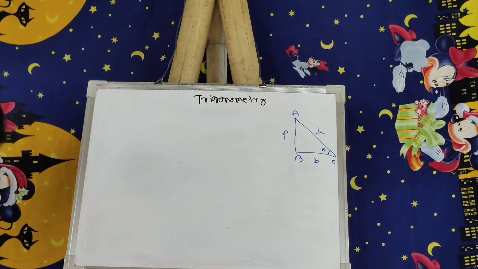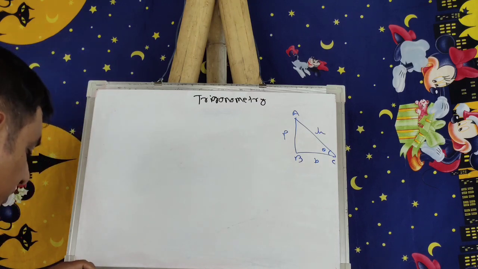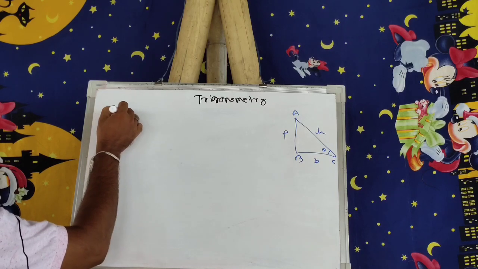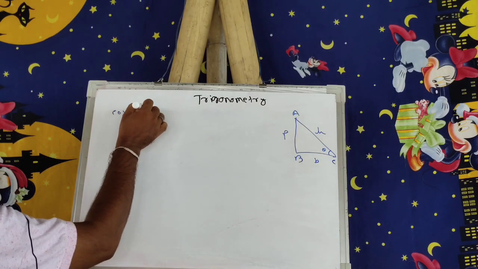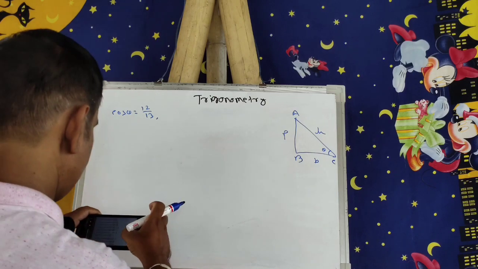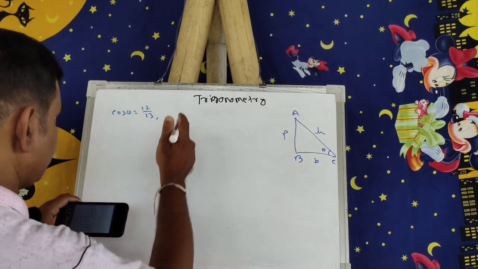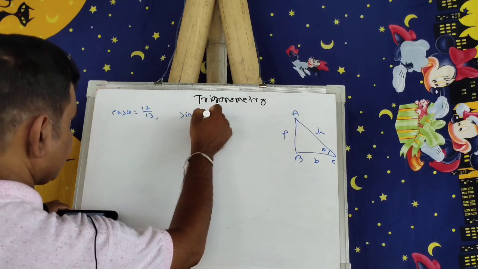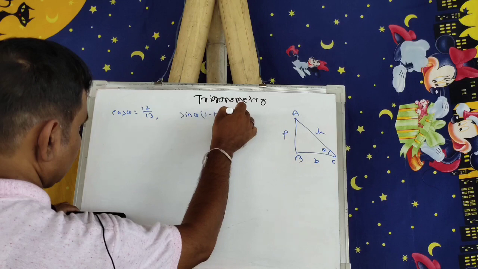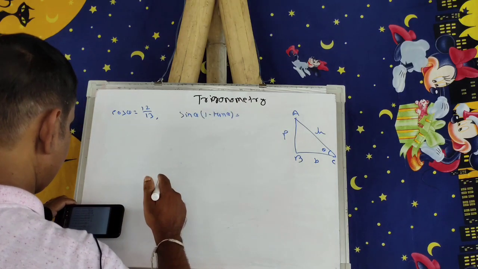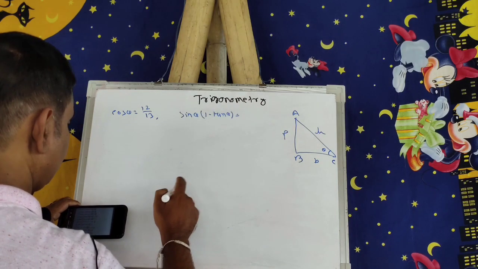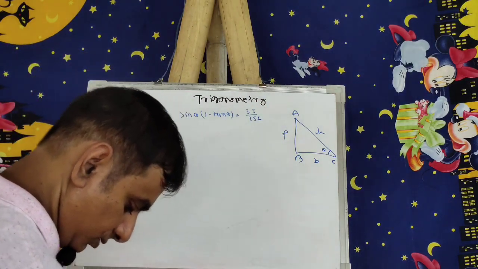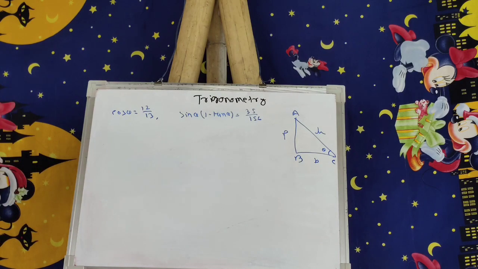So, if cos theta equal to 12 by 13, then show that sin theta into 1 minus tan theta equal to 35 by 156. Okay, understood that?